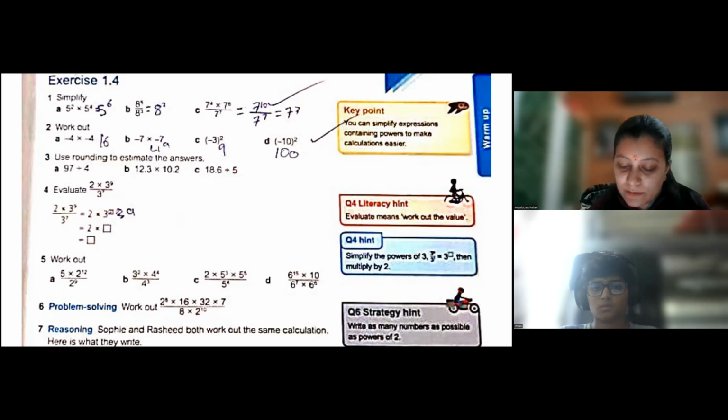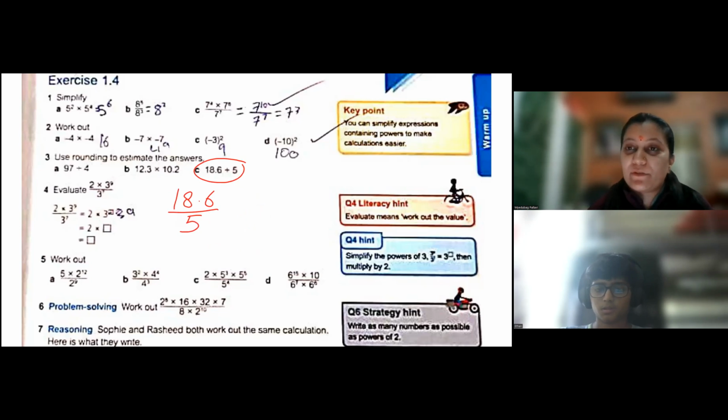Okay, let's try the next one. It's 18.6 divided by 5, right? So 18.6 divided by 5. Now again we'll take multiples of 10. I told you. So 18.6 is closest to which multiple of 10? 20. Yes, correct. So we can write 18.6 as 20. 5 we don't need to change because it's easier to divide 20 by 5.